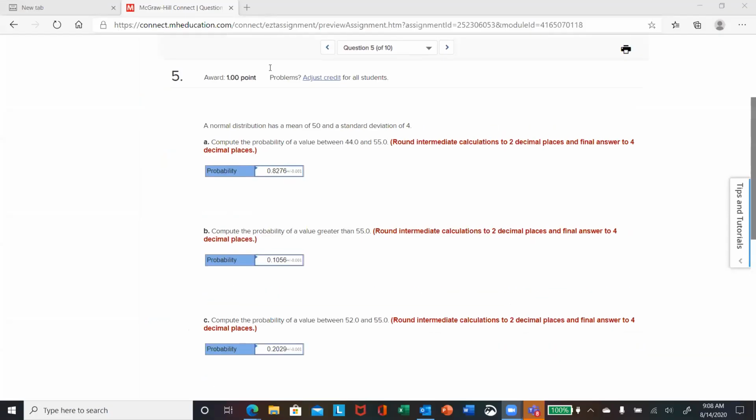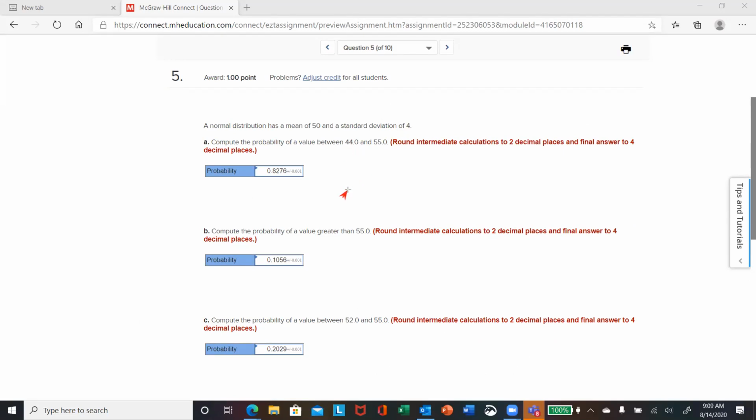Which is your answer right there, 18276. So again, the rule of thumb is anytime you're looking between two values, all you do is look up, in this case, since one's a negative z-value, each z-value area individually. And then once you found those areas, because one was a negative and the other one was a positive, you simply had to add the areas together.